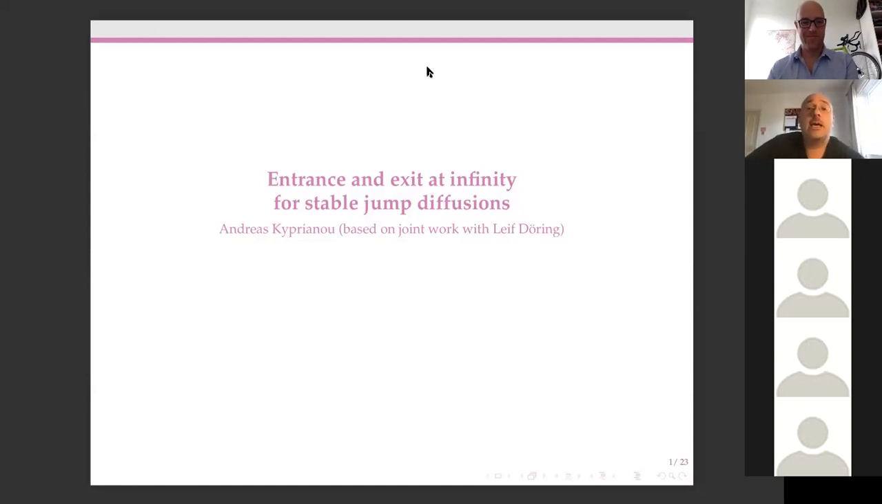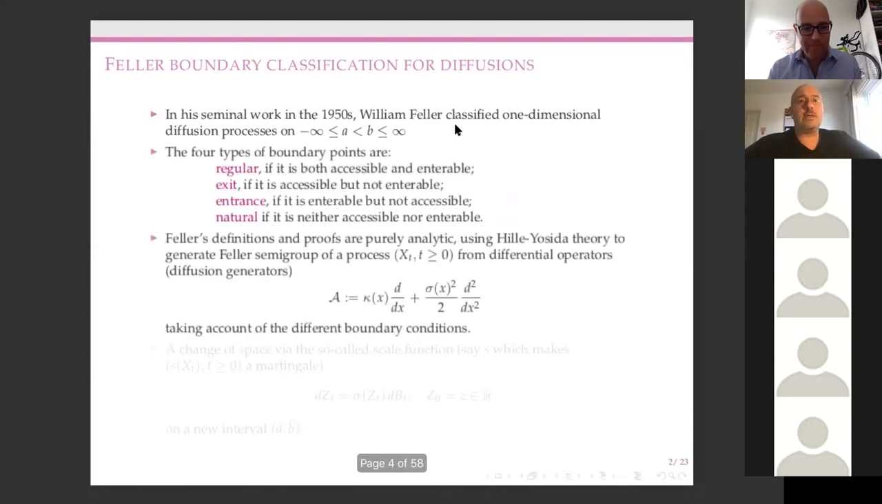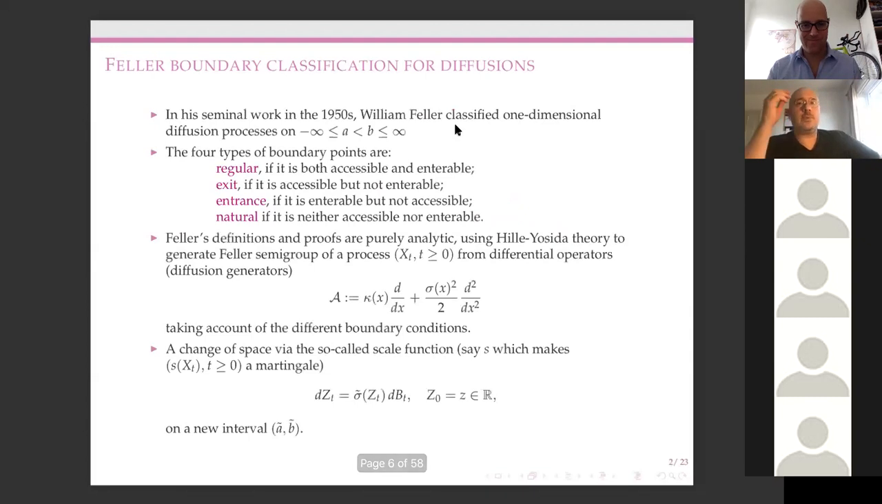So I'm going to talk today about entrance and exit at infinity for stable jump diffusions. Actually, this is joint work with Leif Döring, hence why I'm in communication with him on Sunday afternoons. So I just want to start by reminding you a little bit of history.